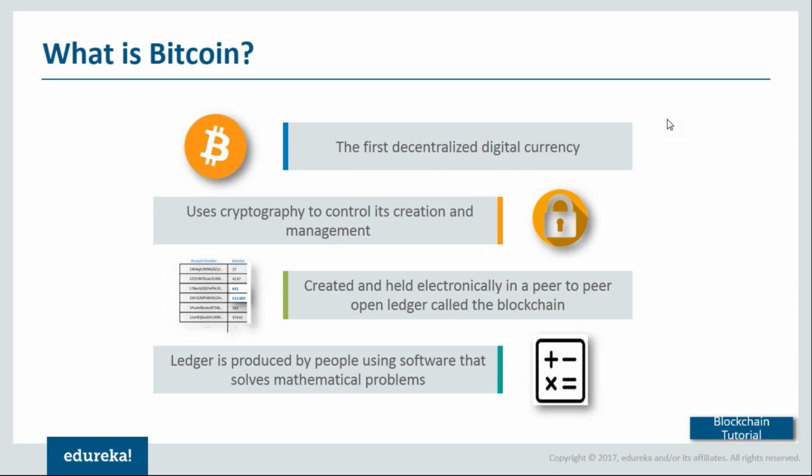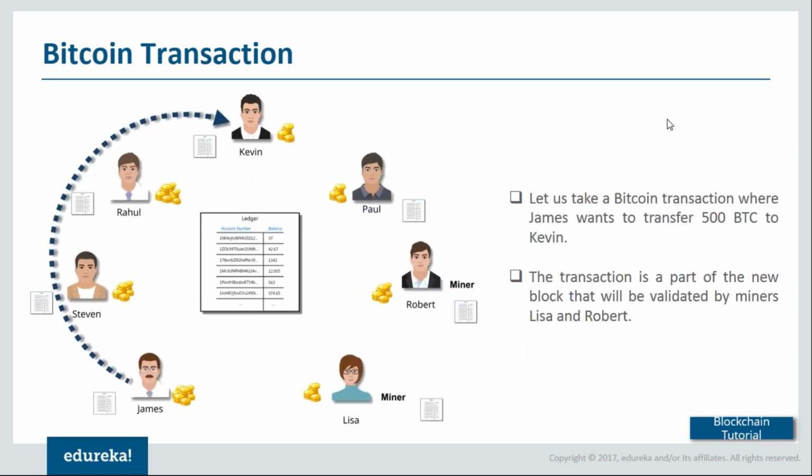Okay, that's great. So moving forward, let's try to understand how a Bitcoin transaction takes place. Now let's take a group of 8 people who are part of my blockchain network. Okay, you have James, you have Steven, you have Rahul, Kevin, Paul, Robert and Lisa. Now James wants to transfer 500 Bitcoins from his account to Kevin's account. Now just because James wants to transfer 500 Bitcoins to Kevin, it may not seem possible.